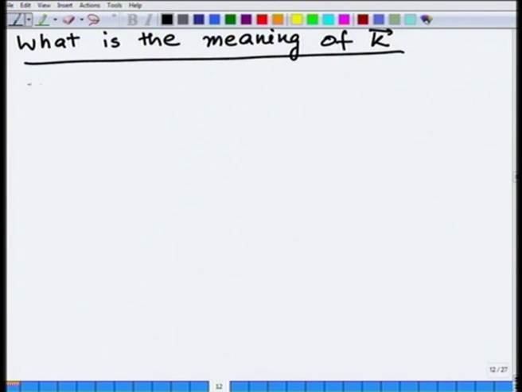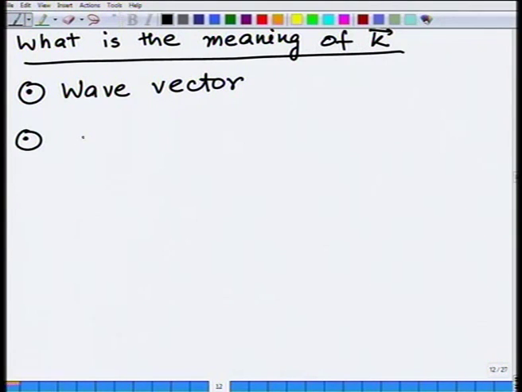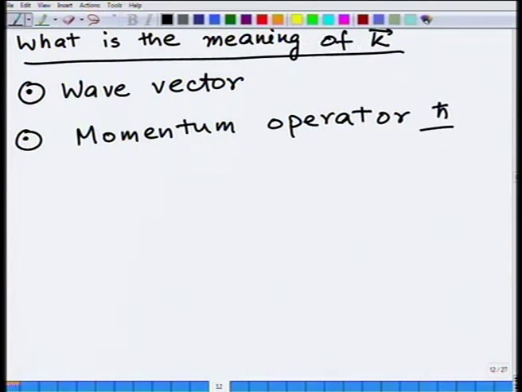Now, what is the meaning of vector k? One, of course, we know it is a wave vector, that we know. Second, what do we know? The momentum operator, you will recall, was this. So, let us find the momentum eigenvalue. Let us do this.